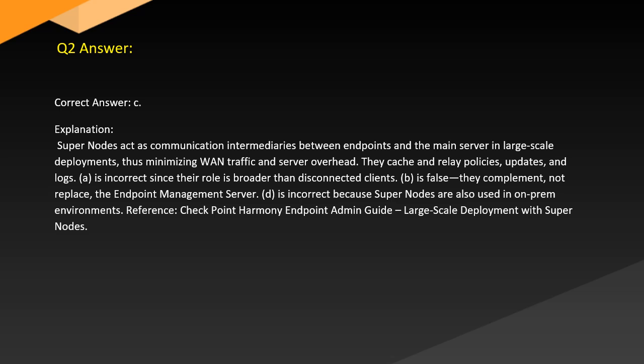Answer. Correct answer: C. Explanation. Supernodes act as communication intermediaries between endpoints and the main server in large-scale deployments, thus minimizing WAN traffic and server overhead. They cache and reload policies, updates, and logs.